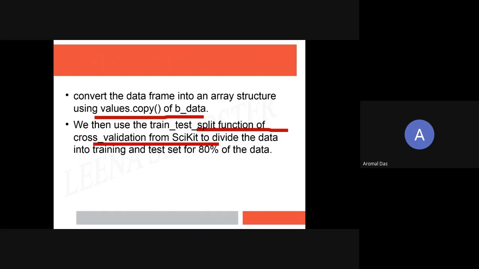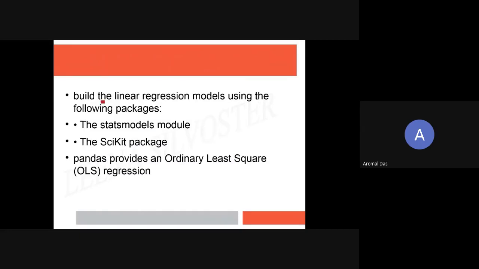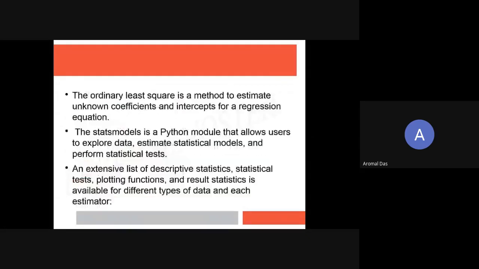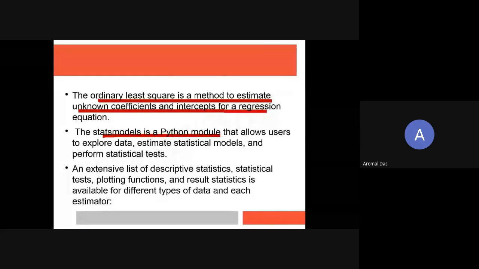So first of all, you need to build the linear regression model using these packages: statsmodels, scikit, and OLS regression of pandas, ordinary least square regression. So ordinary least square is a method to estimate unknown coefficient and intercept for the regression equation. So statsmodels is a Python module that allows the user to explore and estimate statistical models.